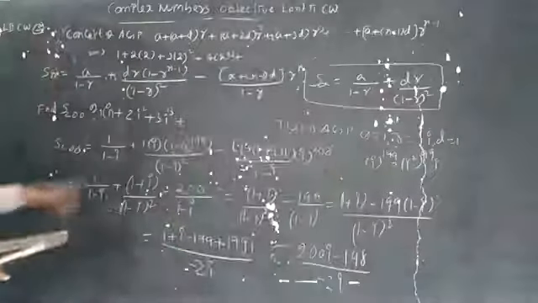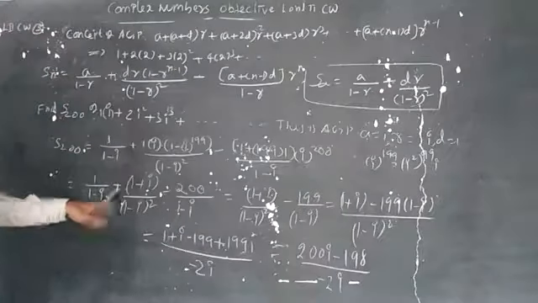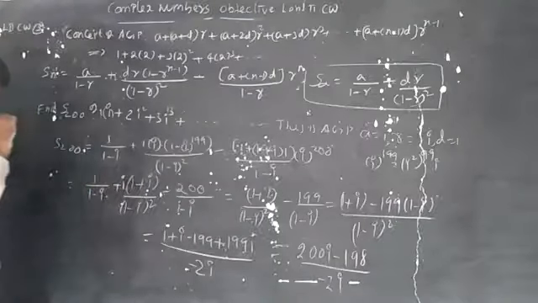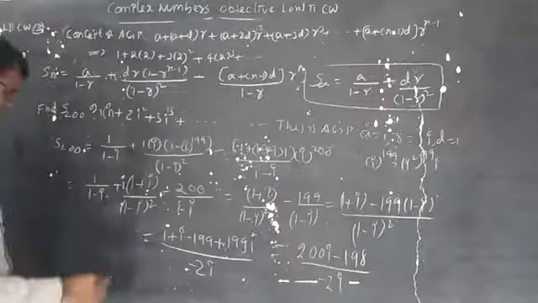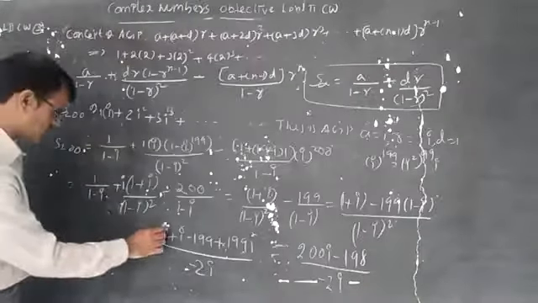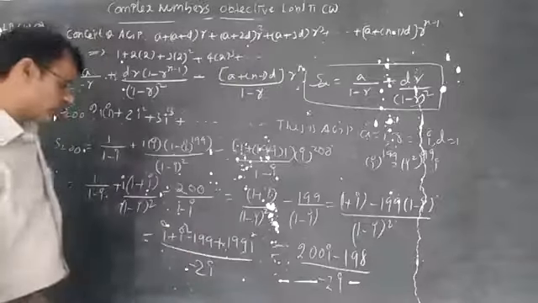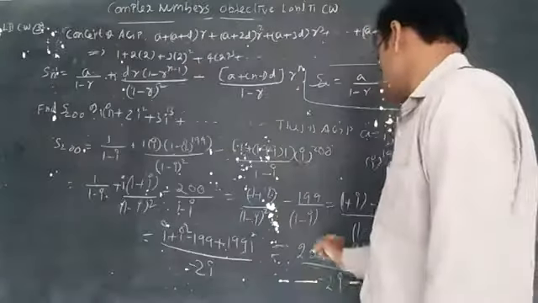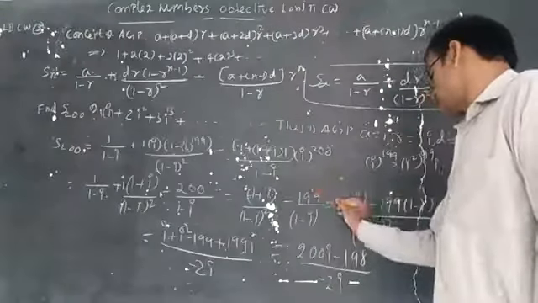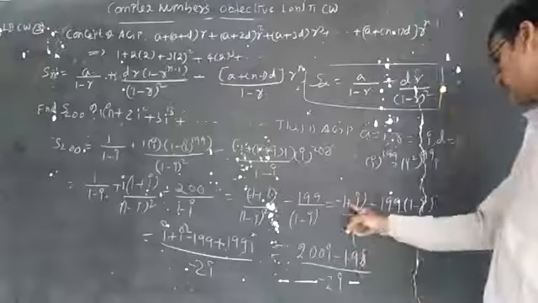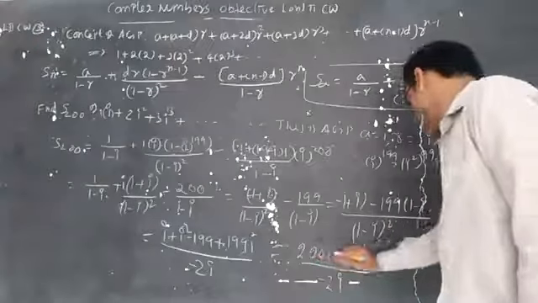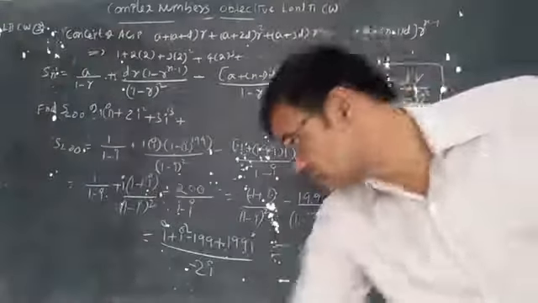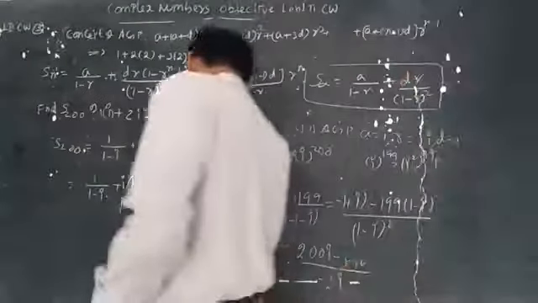I forgot to write the i here. Whenever I forget, it is better to write i plus i square. So i plus i square becomes minus 1 plus i. Minus 1 plus i, minus 199. Minus 200. This is not minus 199, this is minus 1.